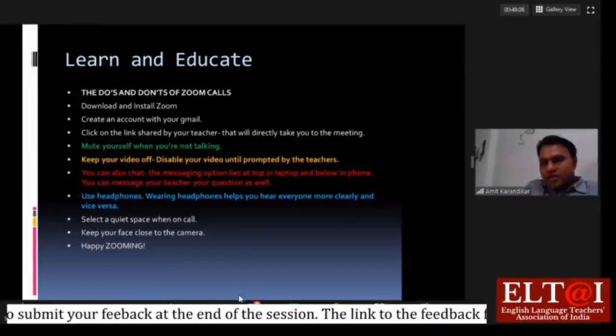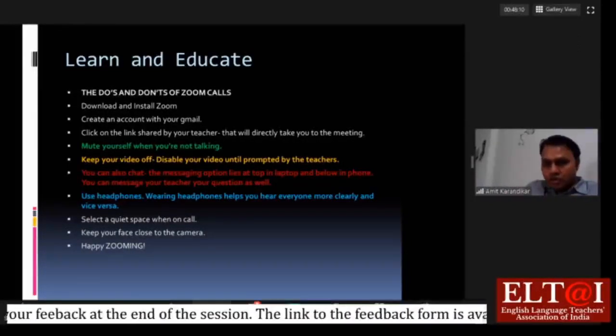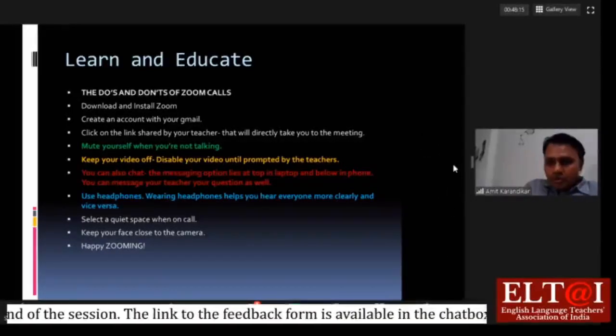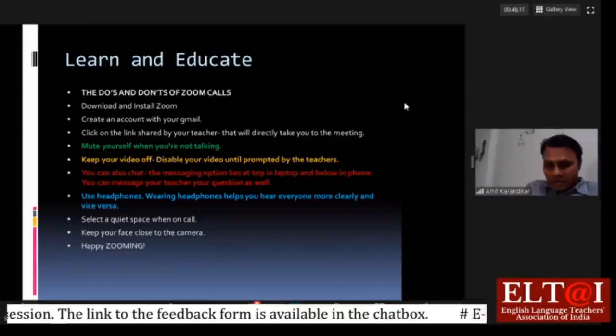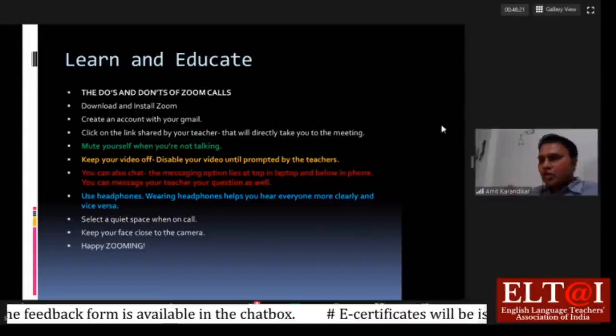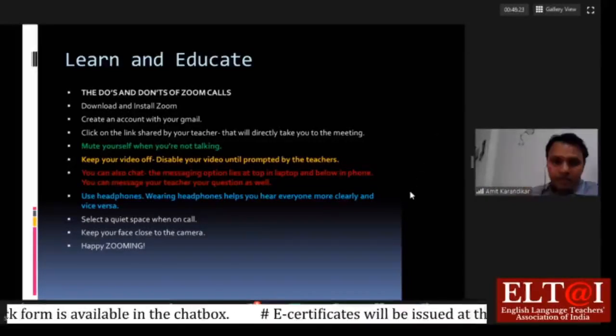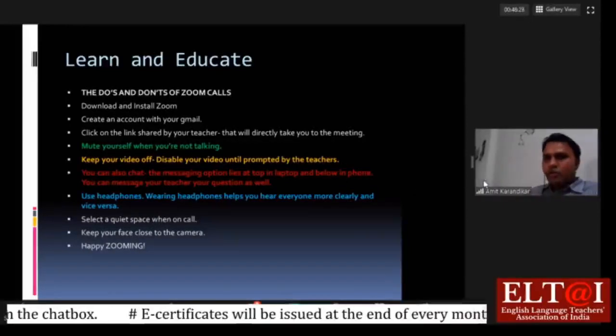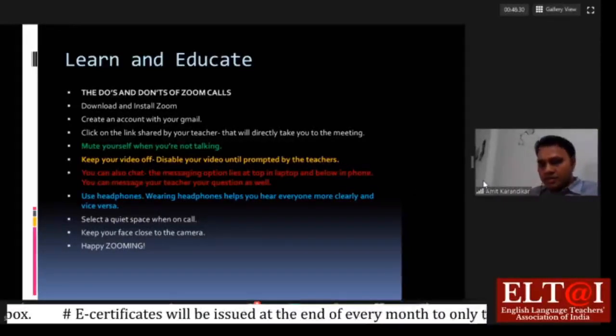So there are various points that I have, but I will only focus on the colored points. The first is educate your students about mute and unmute. They should mute themselves when they are not talking. Also let the students know there is a lot of connectivity issue. So students can keep their videos disabled, and only enable the video when the teacher asks them to.